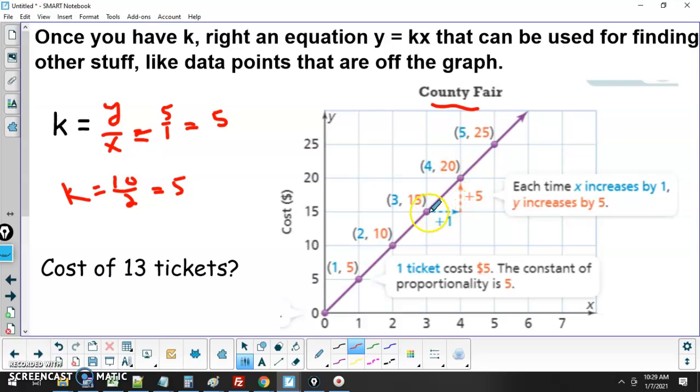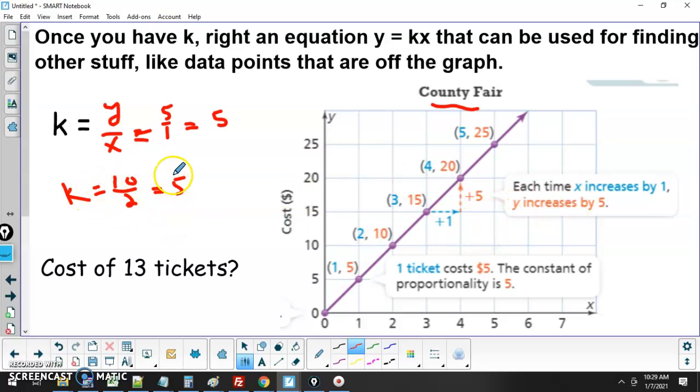Because the change from any 2 points is 5 in y and 1 in x. So even if you did like 2 consecutive points, okay? If we figure out the change in y, it would be 5. And you figure out the change in x, it's 1. So the k value here is 5.